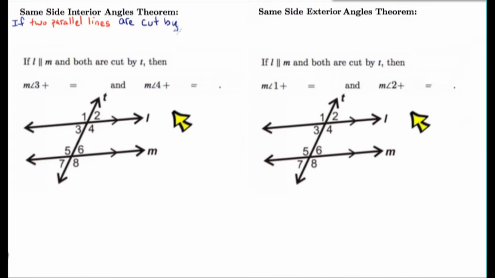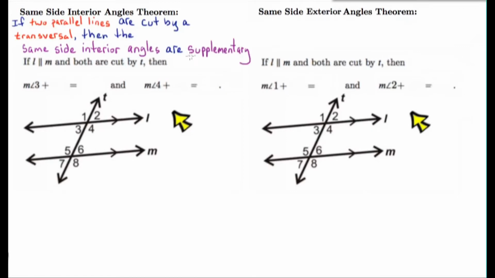Same side interior angles theorem. If two parallel lines are cut by a transversal, then the same side interior angles are supplementary. Supplementary means the two angles add up to be 180 degrees. So that means the measure of angle 3 plus the measure of angle 5 is 180, and the measure of angle 4 plus the measure of angle 6 is 180.